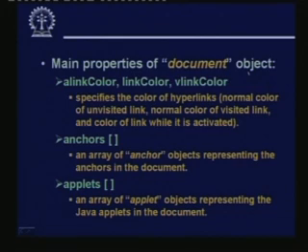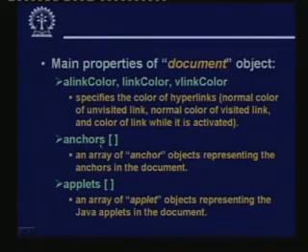Some of the main properties of the document object are linkColor, alinkColor and vlinkColor. These are the colors of the hyperlinks. The first one indicates the normal color of an unvisited link which has not yet been clicked. vlinkColor represents the color of a link after it has been clicked and visited, and while you are pressing or clicking a link, the color of that link changes temporarily to some other color, that is alinkColor. Okay.